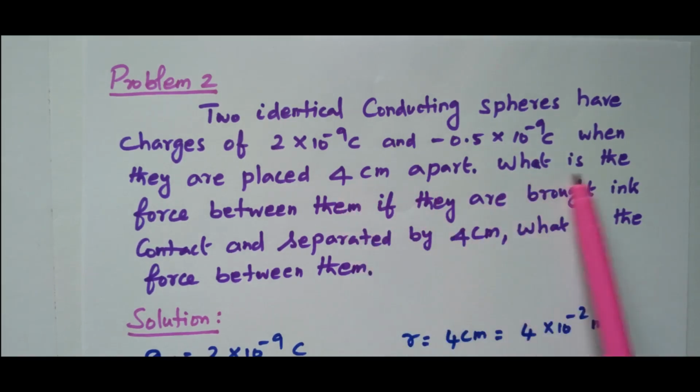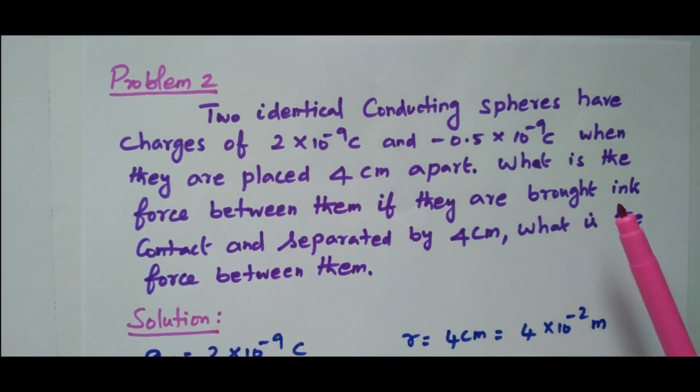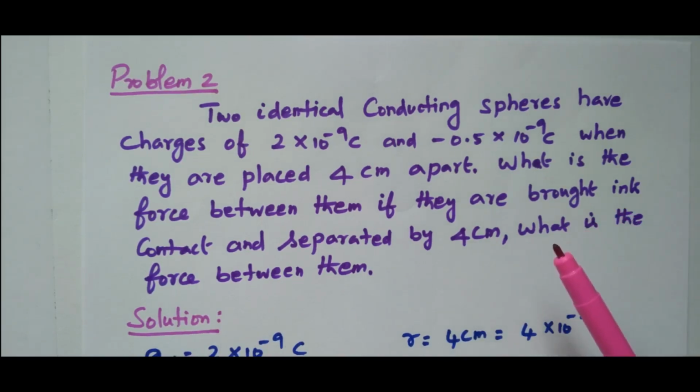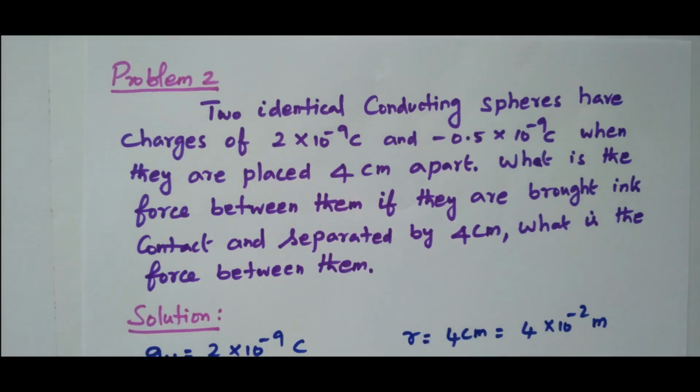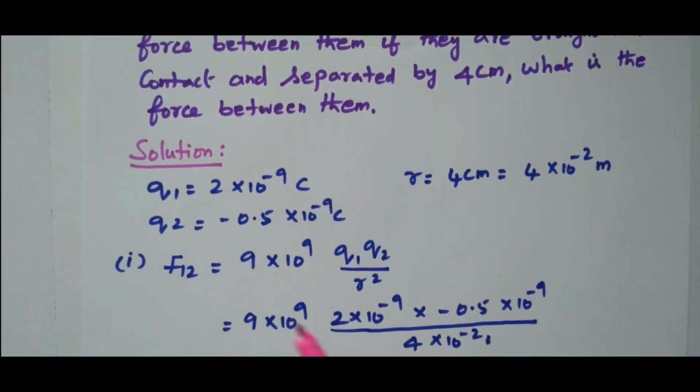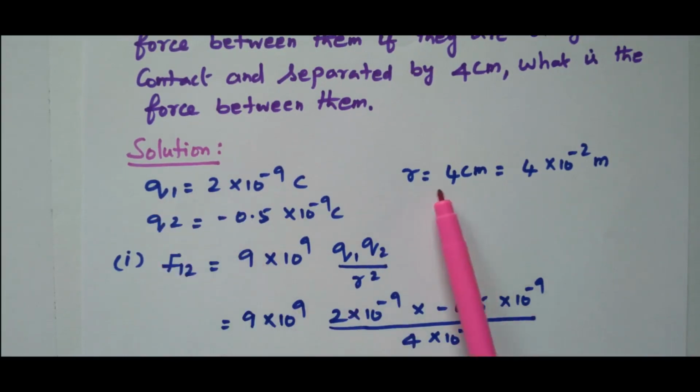We need to find what is the force between them, if they are brought into contact and separated by 4 centimeter. Right? Both are brought into contact, mixed together, and again separated by 4 centimeter. In both cases, we need to find the force between them, before being brought into contact and after being brought into contact. That is the question, right? So this is the q1 value, this is the q2 value. The distance between is 4 centimeter, right? So the given data: this is q1, q2 and r value.